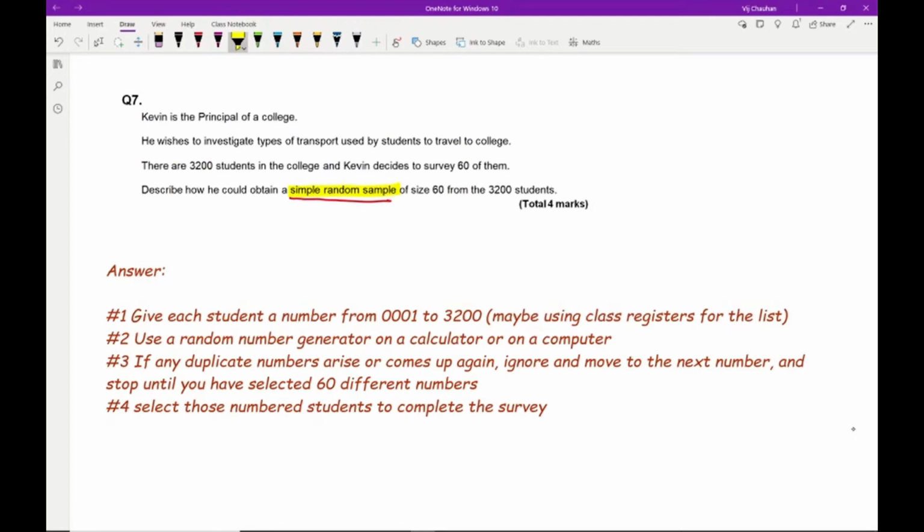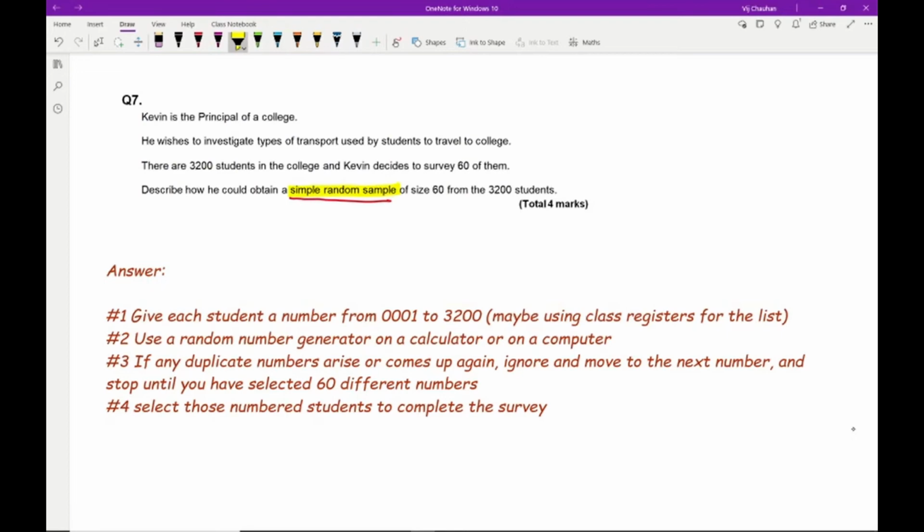So the key points on this are that you want to give each student a number from 0001 to 3200. And again, you may want to suggest how they would do that. So you may say, well, get the class registry, go to the admin office, get a list of all the students, and allocate each student a number from 1 to 3,200.